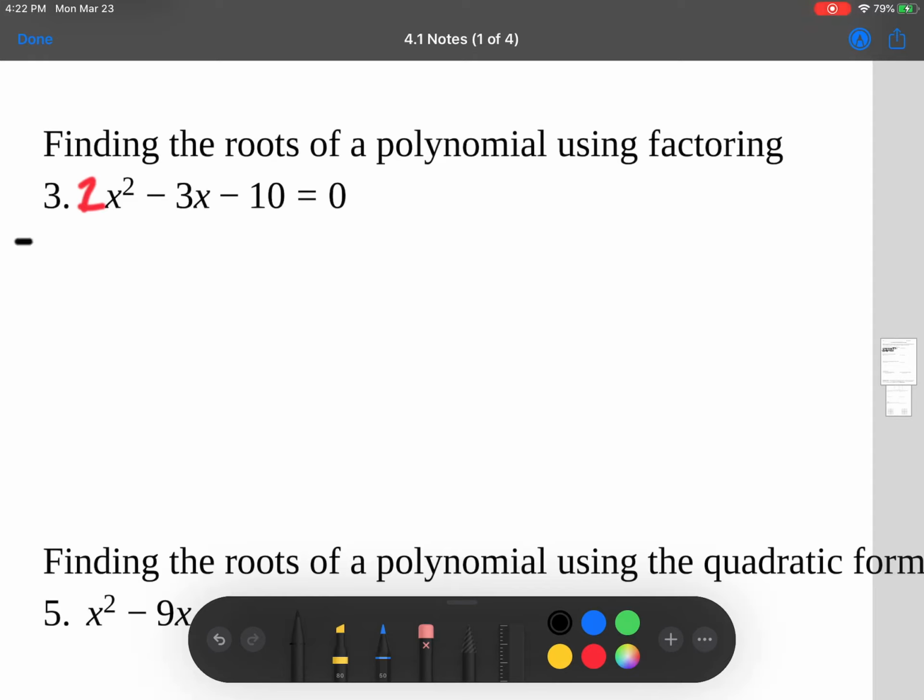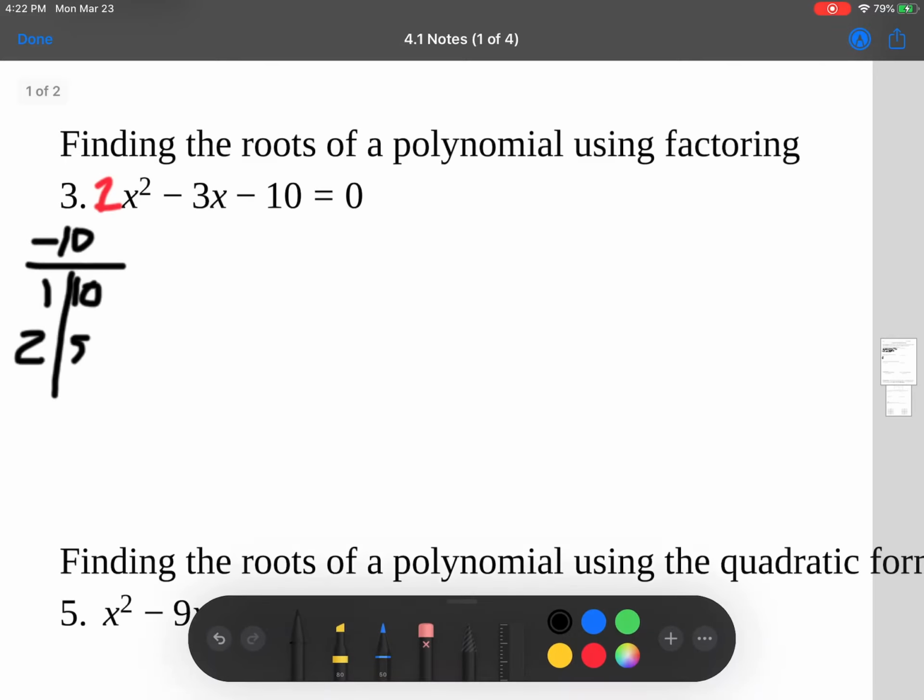If we take a look at our factors of c, we have 1 and 10 and 2 and 5. We're looking for that combination that gives us a negative 3. To get the negative 3, we would have to do 2 and a negative 5. So my 2 factors are going to be x plus 2 and x minus 5.